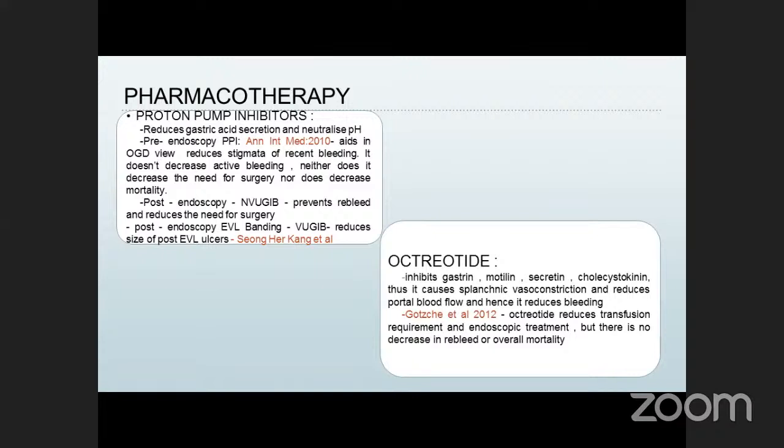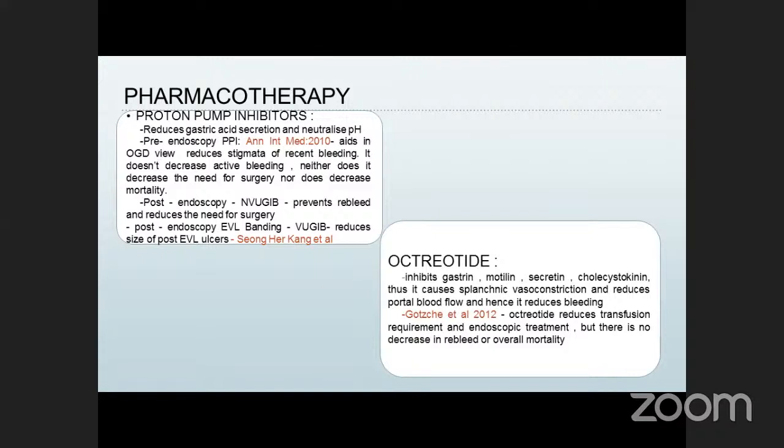Octreotide is nothing but a somatostatin analog which binds to the somatostatin receptors and by means of phospholipase C protein, it initiates vasoconstriction of the arterioles of the splanchnic circulation and thereby reduces portal pressure. It has an added advantage in that it inhibits gastrin, motilin, secretin, and cholecystokinin, and thereby helps in vasoconstriction of the splanchnic vessels and helps in reducing the portal blood flow.